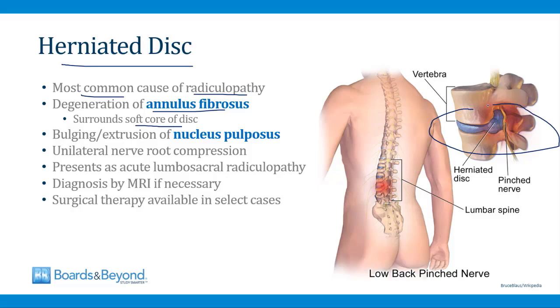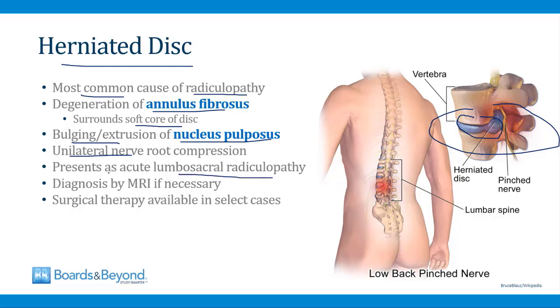When this annulus fibrosus breaks down, there can be bulging or extrusion of the nucleus pulposus, which is the gelatinous material at the center of the intervertebral disc. And when that material bulges or extrudes, it can cause unilateral nerve root compression, and this will present as an acute lumbosacral radiculopathy like we've just been talking about in the last few slides.